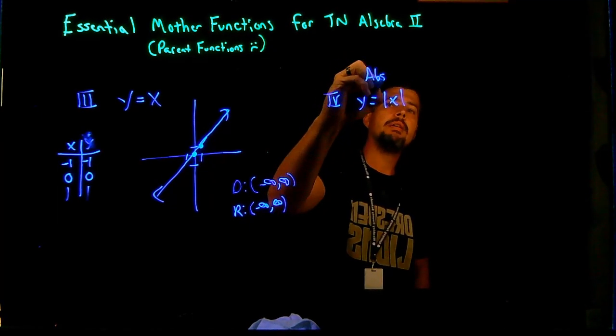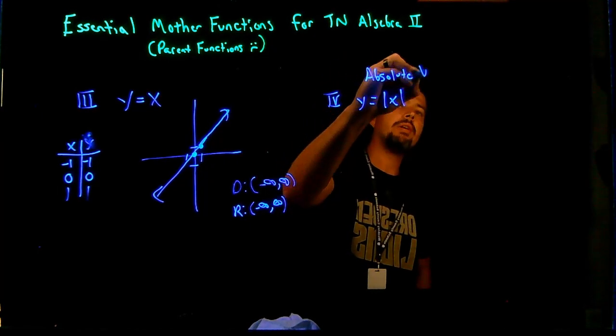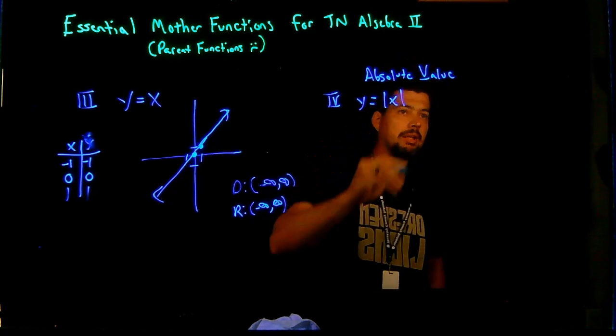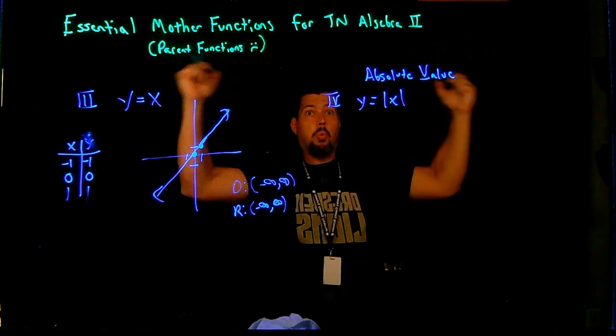And this is such an easy graph because value starts with a v. We're going to draw a v. That's what it looks like.